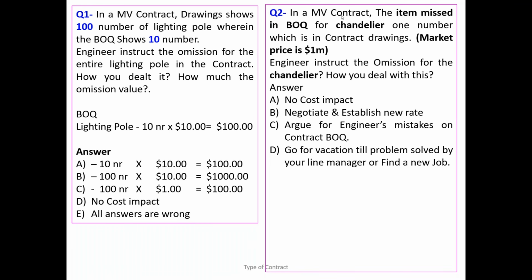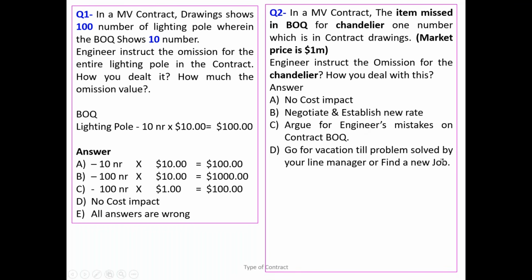Everybody has the opportunity to express your right answer. So that is an omission. You had a measure and value contract item missed in the BOQ, but it is in the drawing. Now the engineer instructs the omission of a cantilever. How do you deal with that one?